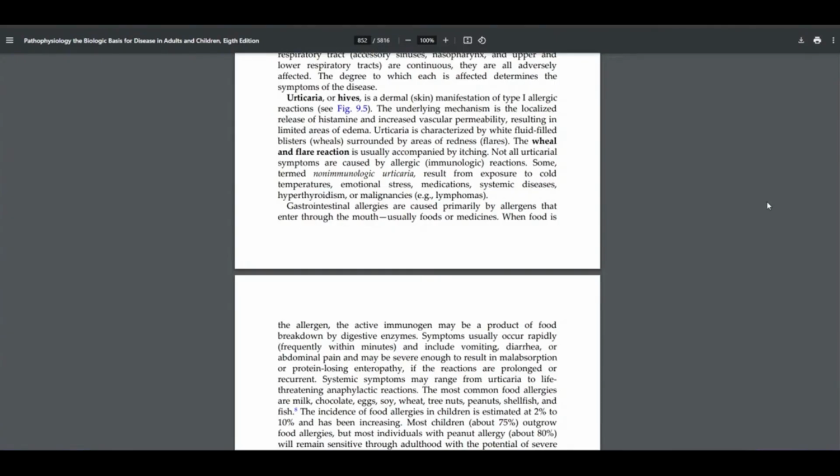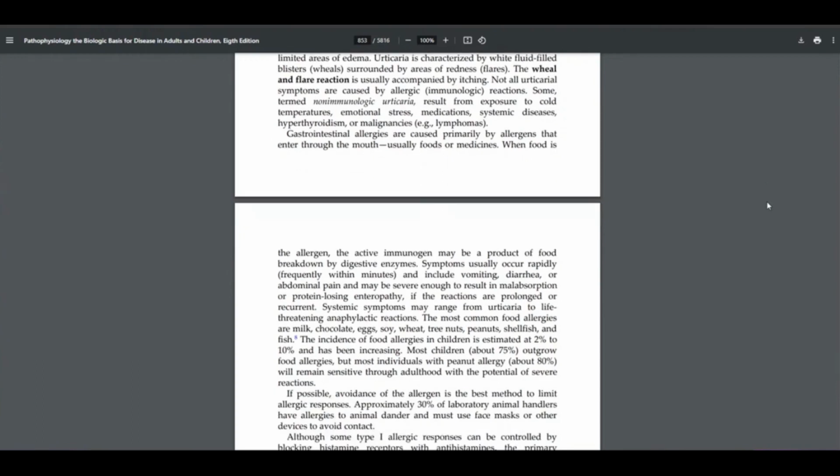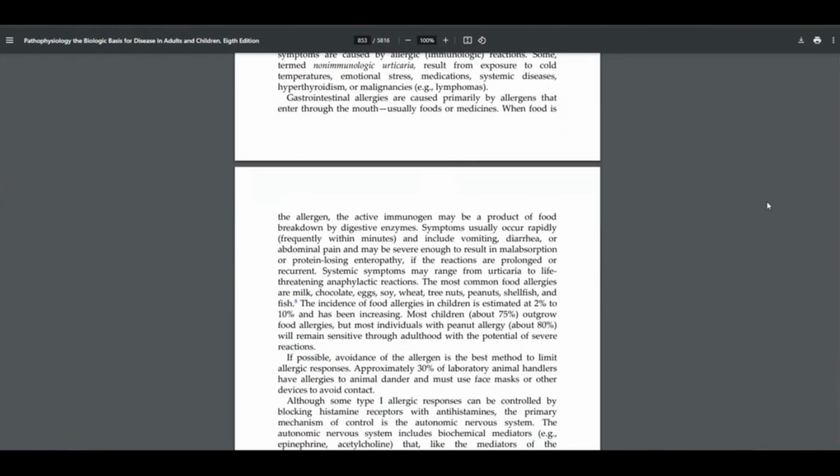Not all urticarial symptoms are caused by allergic or immunologic reactions. Some, termed non-immunologic urticaria, result from exposure to cold temperatures, emotional stress, medications, systemic disease, hyperthyroidism, and malignancies such as lymphomas. Gastrointestinal allergies are caused primarily by allergens that enter through the mouth, usually food and medicine.